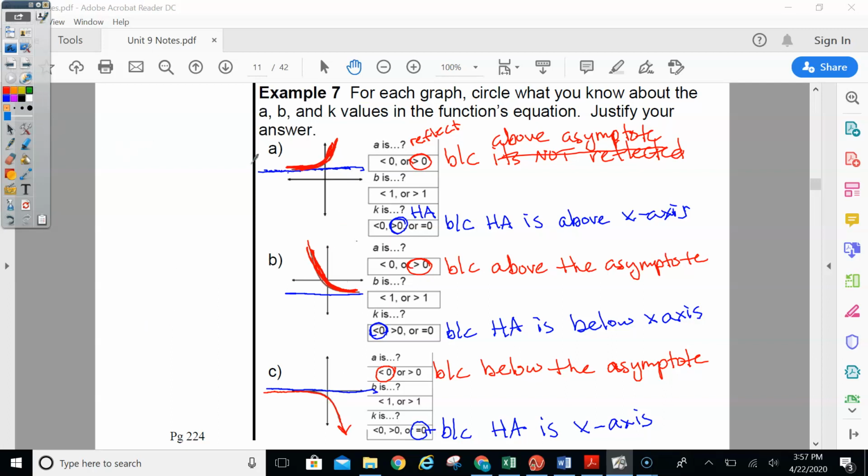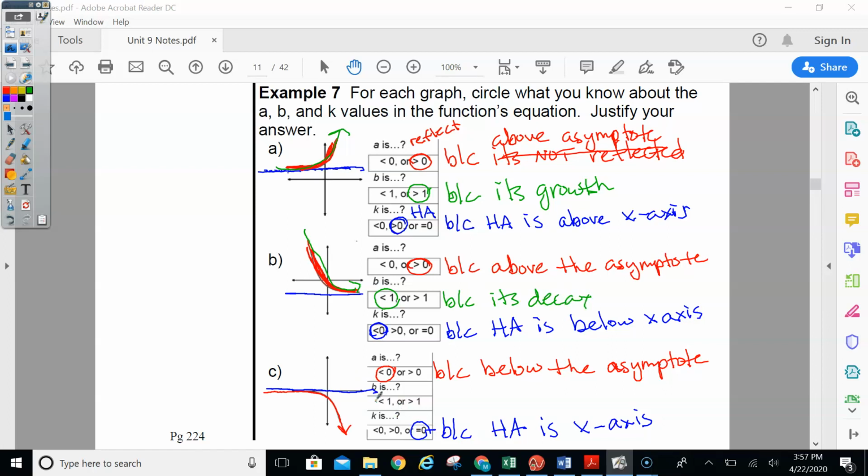Okay, so then finally we can say if it's growth or decay. Here, since it's going up from left to right, we say it's growth because the base is greater than 1. It's increasing from left to right. Here, this one starts up, but it goes down, so it's decreasing from left to right. So that means the base has to be a fraction, less than 1, because it's decay.